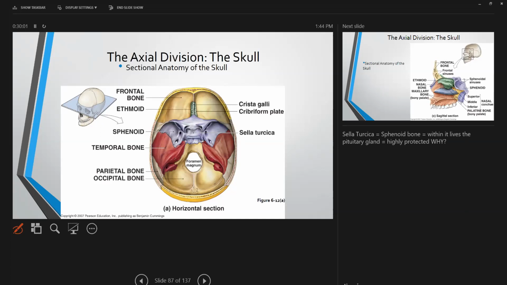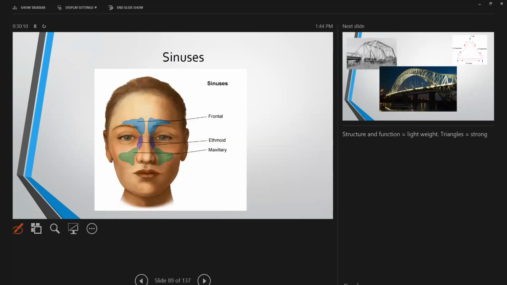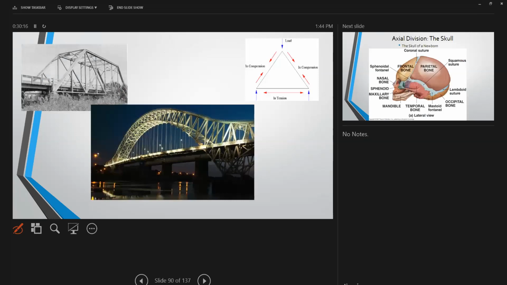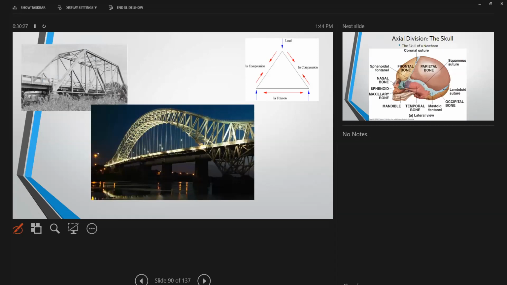The sphenoid sinuses. Here are our sinus passages: frontal, ethmoid, and maxillary. The structure of the sinuses provides a lot of strength as these are primarily oriented in a triangular fashion. A triangle disperses load very well and is one of the strongest shapes available for structure. That's why you'll see a lot of those on bridges, and the bridge of the nose is no different.